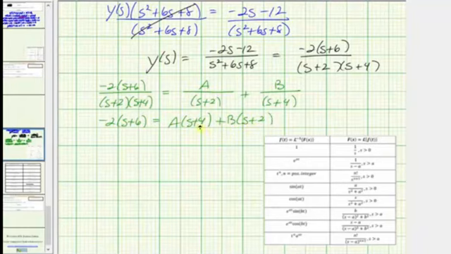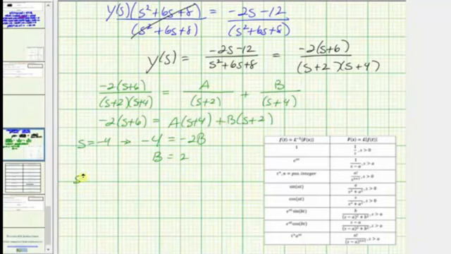And now to find the values of a and b, we'll select convenient values of s. So let's set s equal negative 4. That would make this first factor equal to 0. So when s is negative 4, here we'd have negative 2 times the quantity negative 4 plus 6, that's positive 2. So we'd have negative 4 equals, this factor would be 0, and here we'd have b times the quantity negative 4 plus 2, so we'd have negative 2b. So notice how this tells us that b is equal to positive 2.